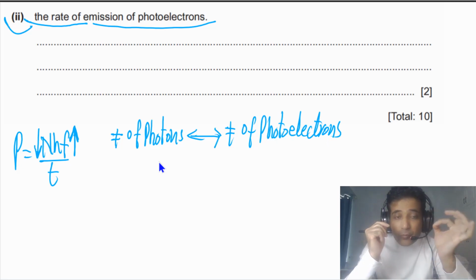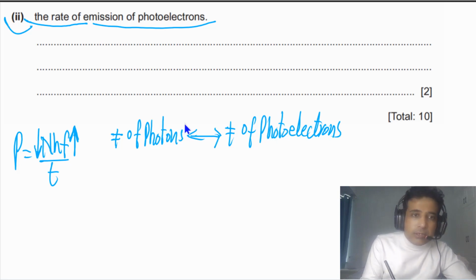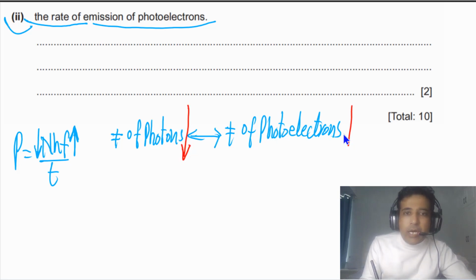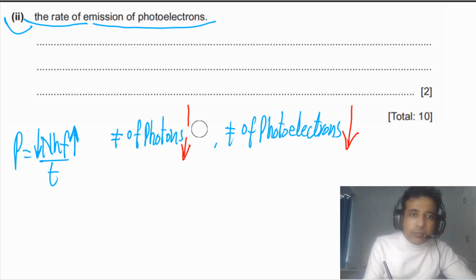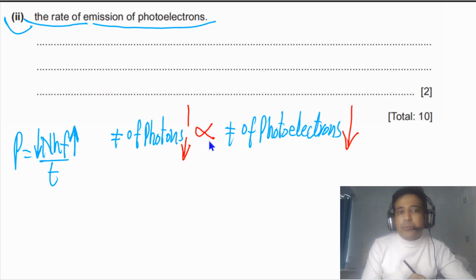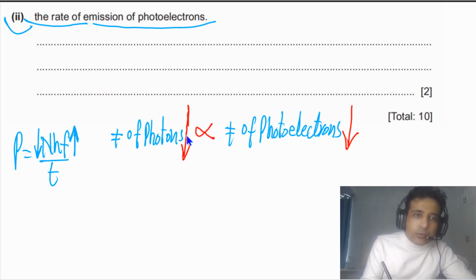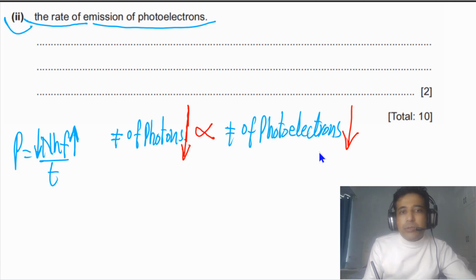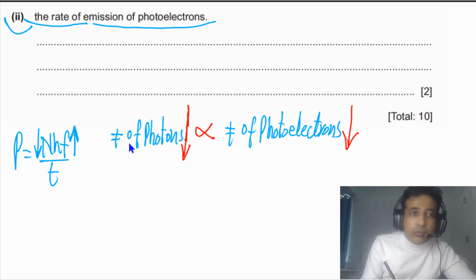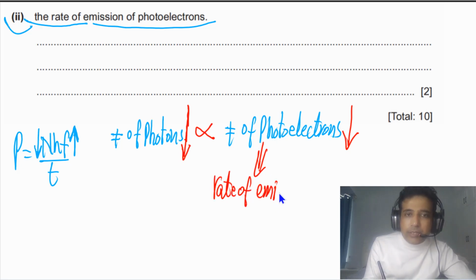So in this case, if this goes down, this will also go down. In a better way, you can say they are proportional, so we can use the sign of proportionality. They are proportional to each other. If the number of photons goes down, the number of photoelectrons will also go down. So we can say the rate of emission in this case will decrease. Rate of emission decreases.